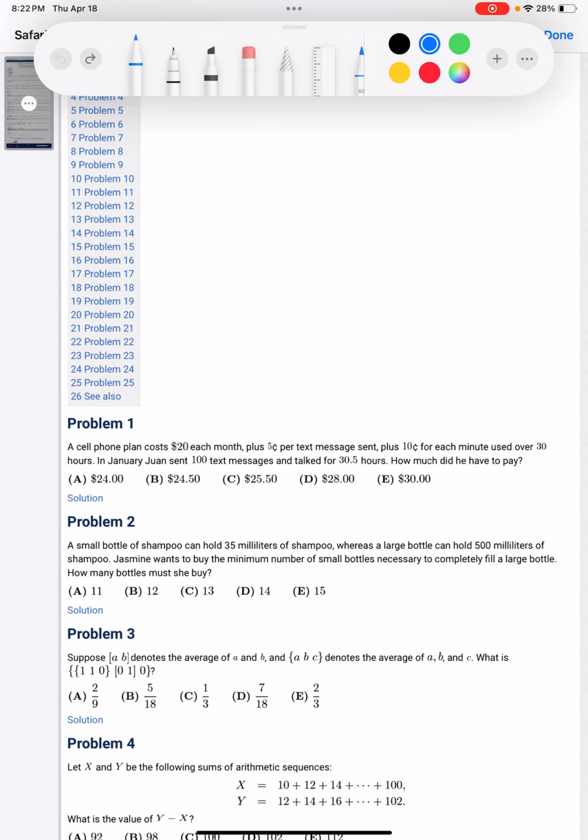Problem 1 reads, a cell phone plan costs $20 each month plus 5 cents per text message sent plus 10 cents per each minute used over 30 hours. In January, Juan sent 100 text messages and talked for 30.5 hours. How much did he have to pay?